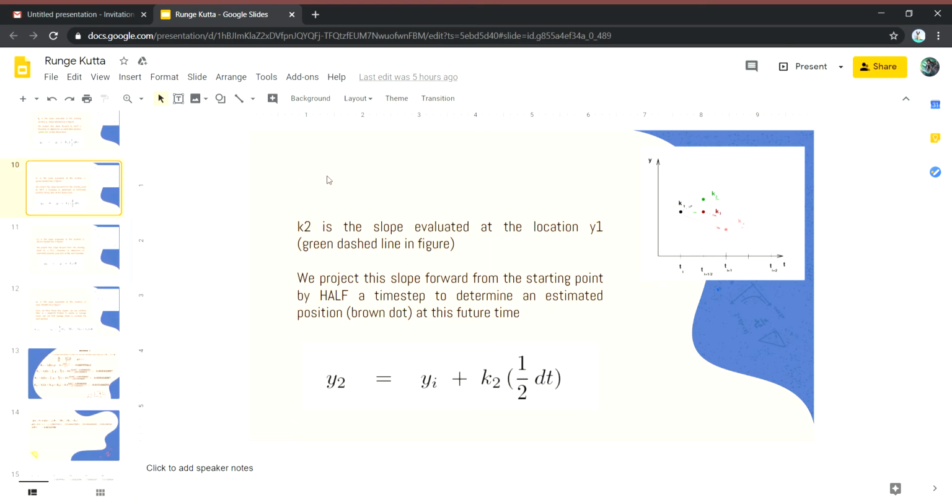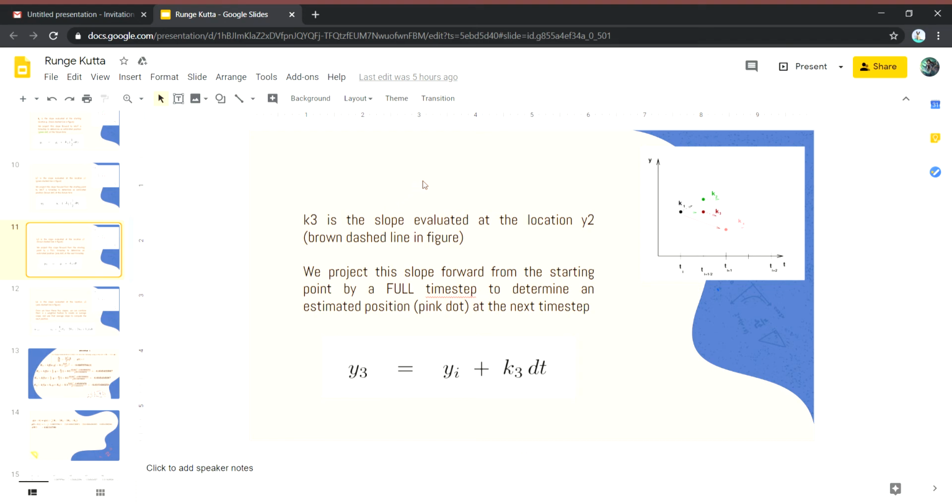Next, K2 is the slope evaluated at the location y1, which is the green dash line in the figure. We then project this slope forward from the starting point by half a time step to determine an estimated position, which is the brown dot, at this future time. While K3 is the slope evaluated at the location y2, which is the brown dash line in the figure, the longest one, we project this slope forward from the starting point by a full time step to determine an estimated position, which is the pink dot, at the next time step.